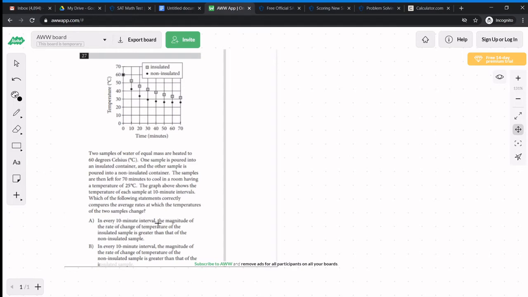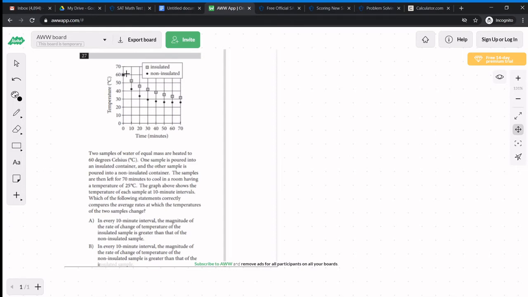So in every 10-minute interval, magnitude of rate of change, it's asking which statement is correct, so we have to read the statements to see which one is right. In every 10-minute interval, the magnitude of the rate of change of temperature of the insulated sample is greater than that of the non-insulated sample.